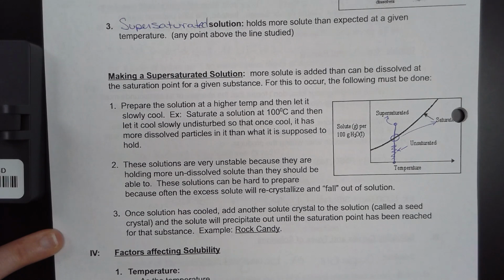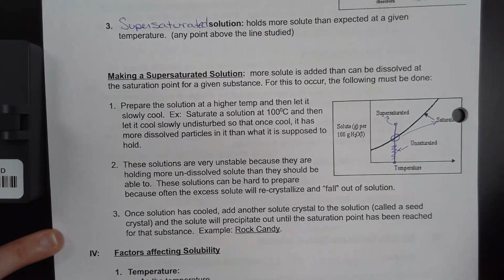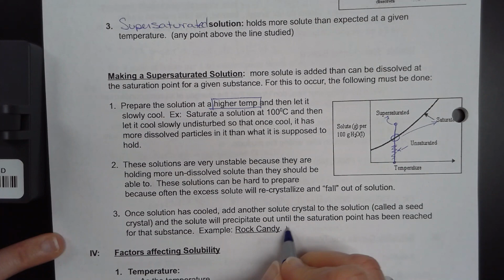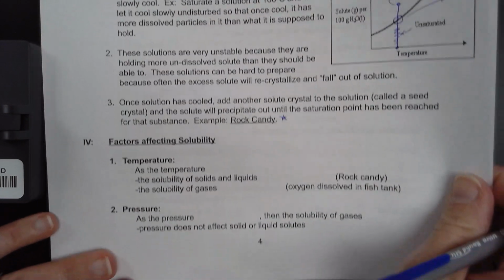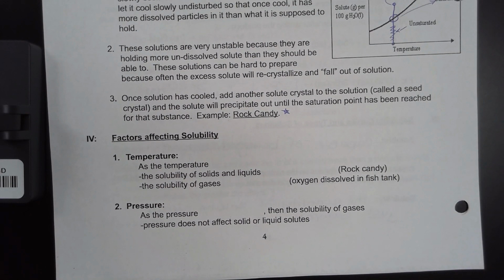Now here's information on how to make a supersaturated solution. Part of it is you need to have a high temperature. You need to heat it up. Our main example is rock candy. So if you've ever had rock candy, you may not know what I'm talking about, but that's how that rock candy was made. It was a supersaturated solution.